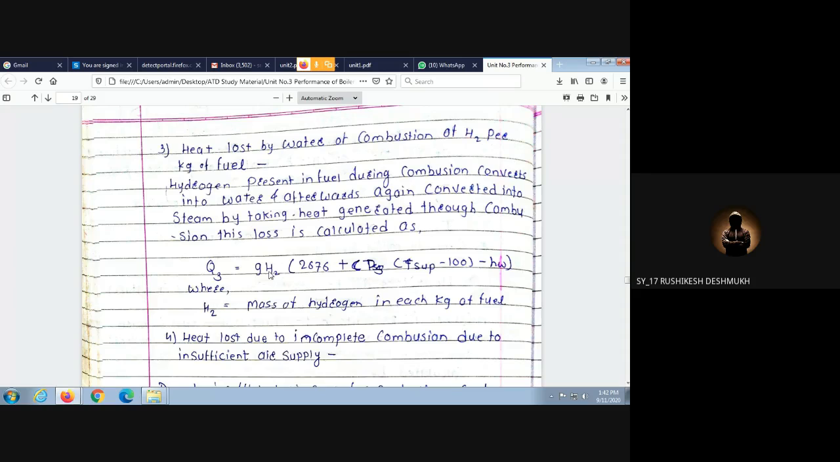Heat loss by water due to combustion of H2 per kg of fuel. Hydrogen present in the fuel reacts with oxygen during combustion and converts into water. This water also takes heat from the combustion and gets converted into superheated steam. This loss can be calculated as Q3 = 9H2 (2676 + CPS (T sub minus 100) minus HW).